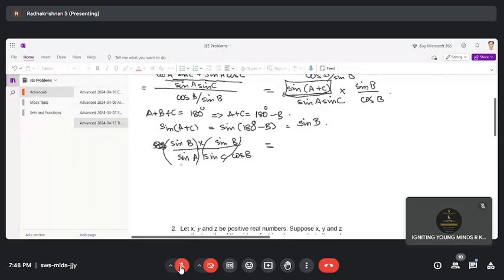So sin B by sin A. What is sin B by sin A? As per the sin rule, sin B by sin A is equal to B by A. Right? That is the sin rule. The rule says that A by sin A equals B by sin B equals C by sin C equals 2R.